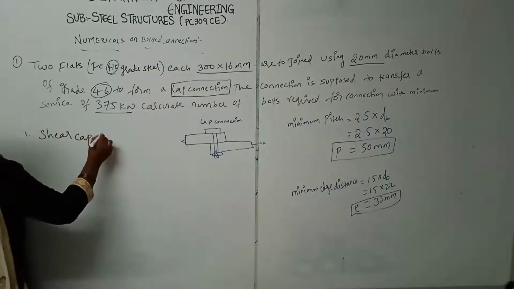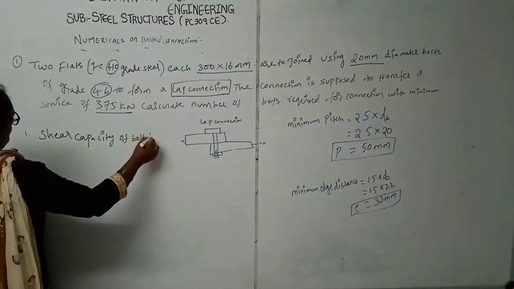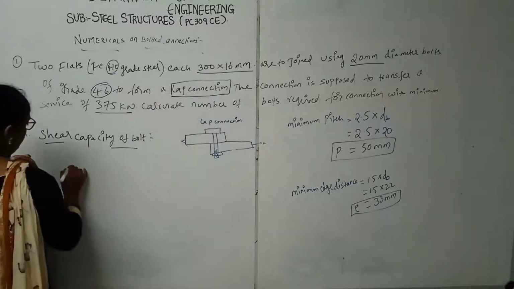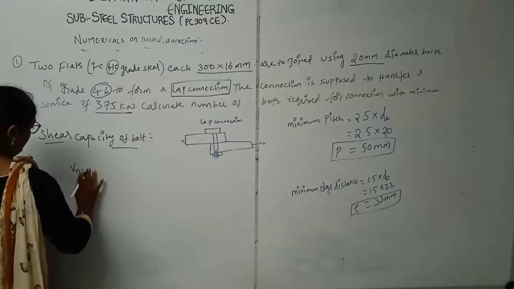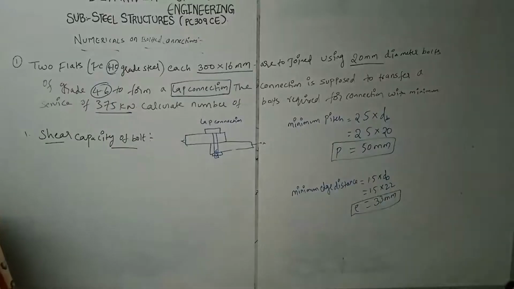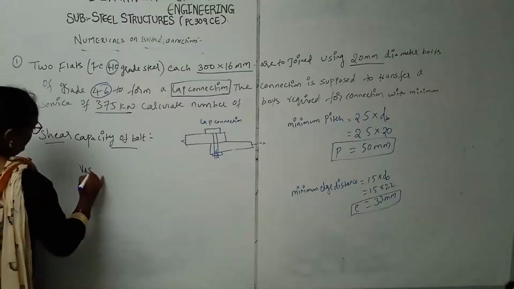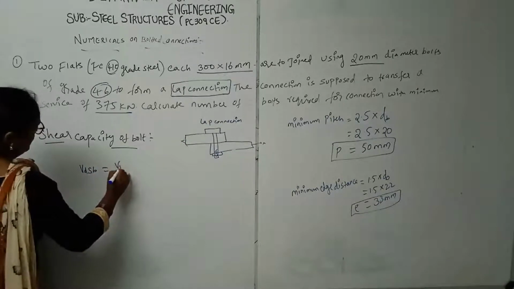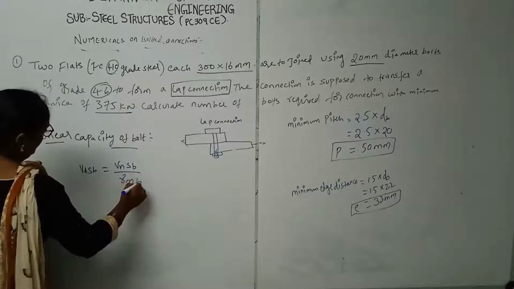Shear capacity of the bolt, that is VNSB, that is VDSB equal to VNSB by gamma MB.